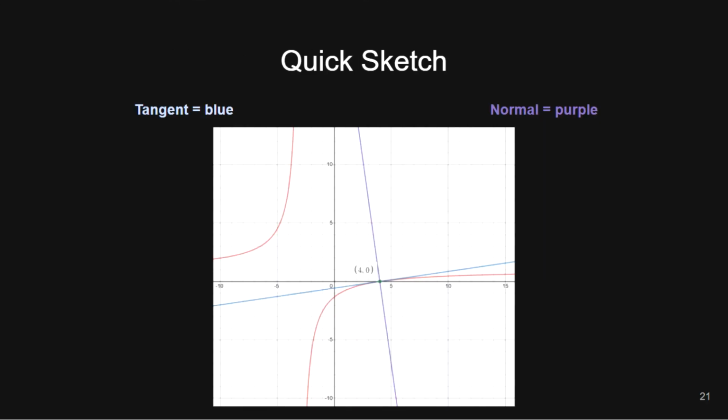Let's take a look at a sketch of our function in comparison to the tangent and normal line. Our function is the one in red. Simple, we've seen it many times before. And we see the point (4, 0), which is the point we found at x equals 4. Our tangent line is in blue, which crosses that point, but doesn't touch any other point. We can see that clearly. And then we also have our normal line, which is in purple.